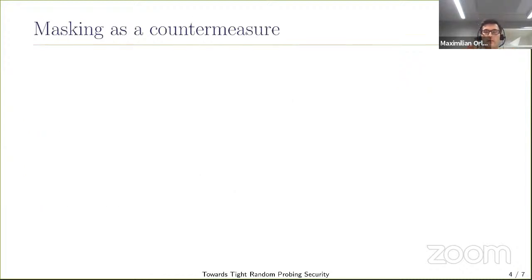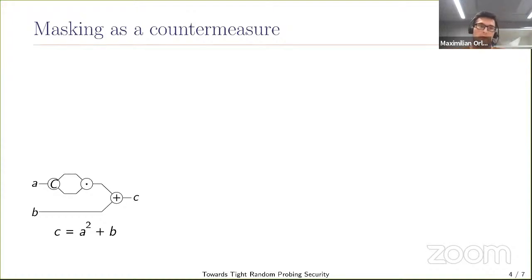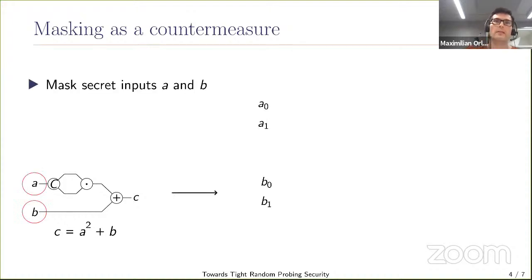With the leakage model, we can also quickly explain how to protect circuits against those leakages. Assume we have a circuit with secret inputs A and B that computes C equals A squared plus B. To protect the circuit against leakage, we first have to secret share the secrets. So here we use an N out of N secret sharing with N equals 2.